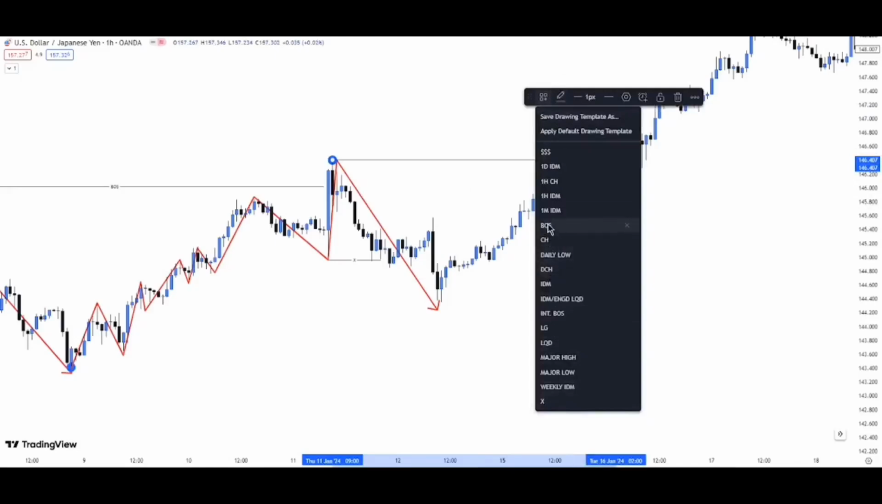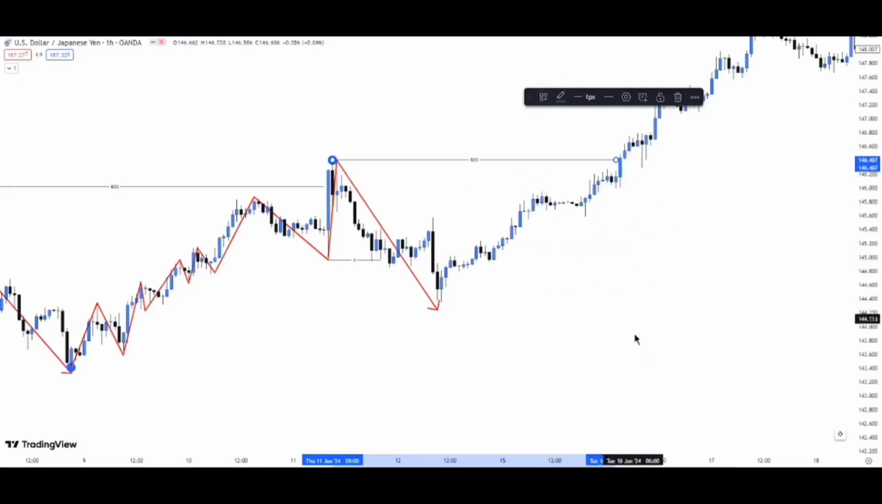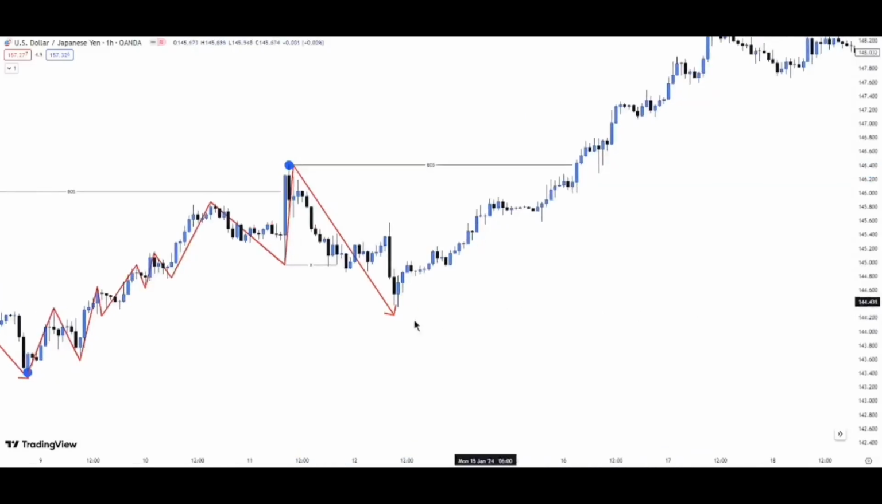I said don't mark your pullbacks just yet until there is a valid break of structure. And so therefore, this is your low. After that break of structure, price confirmed this as your valid low. Your valid low is here. Simple.